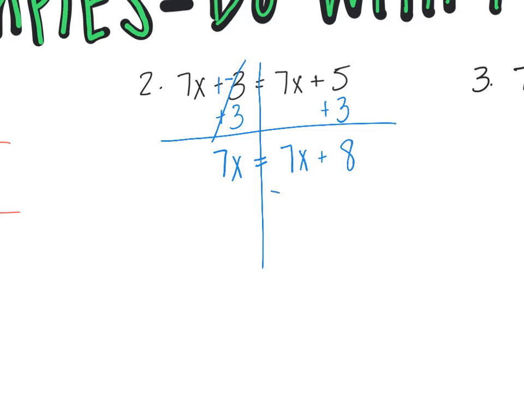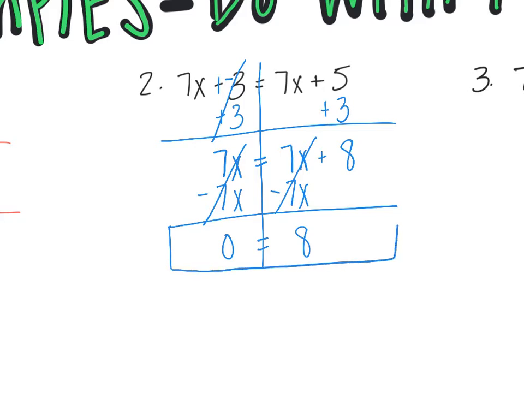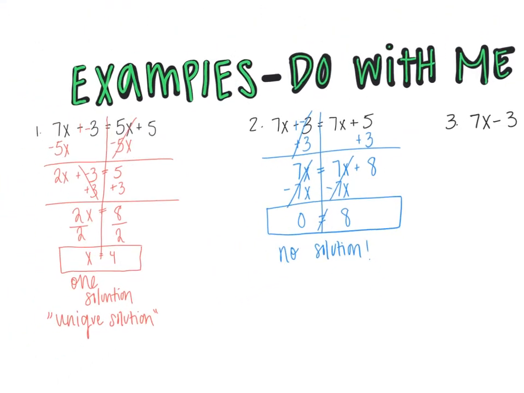So I'm going to move these 7x's to the other side, and you'll see what happens. Cancels, cancels. I'm left with nothing over here. And on this side, I'm left with 8. And we talked about this in our last lesson. This does not make sense. 0 will never equal 8. This does not work. That's not equal. So this is a no solution. And we know this because 0 does not equal 8, okay?